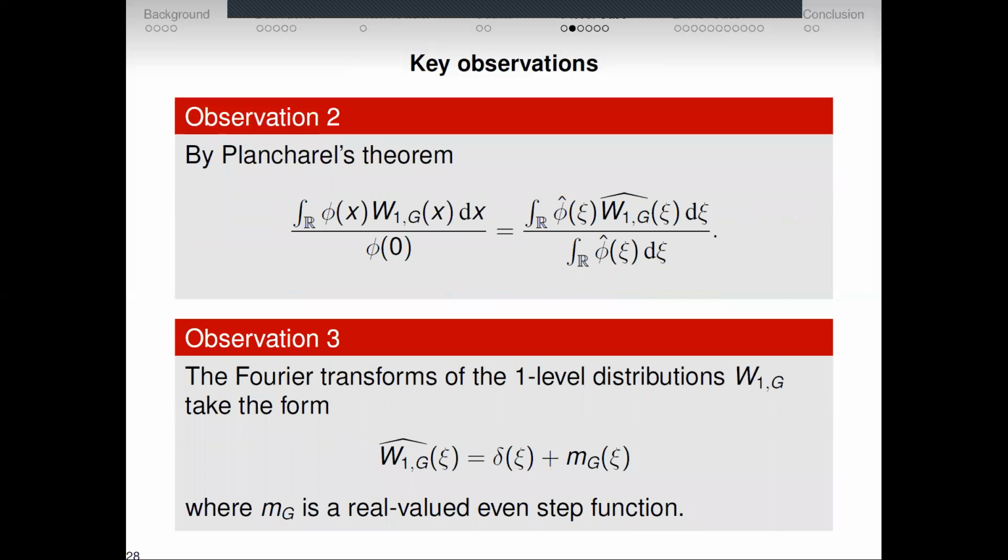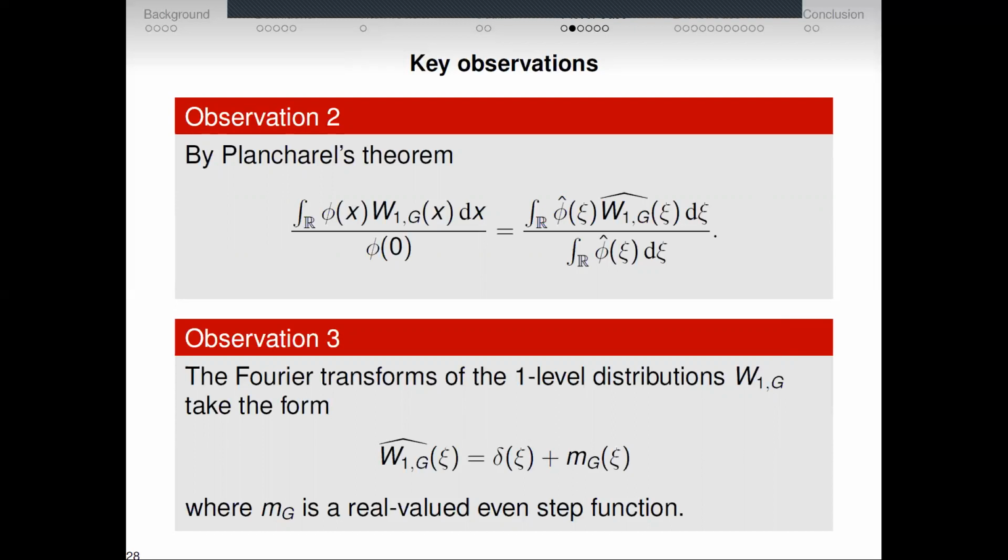The second observation is that by Plancherel's theorem, you have this duality between Fourier transforms and the original functions and integrals. Why this is particularly useful is that, again, the Fourier transforms of our test functions are compactly supported. So what we do is reduce from an integration over the entire real line to an integration over some nice interval. And also, third observation is that the Fourier transforms of our distributions are very, very nice.